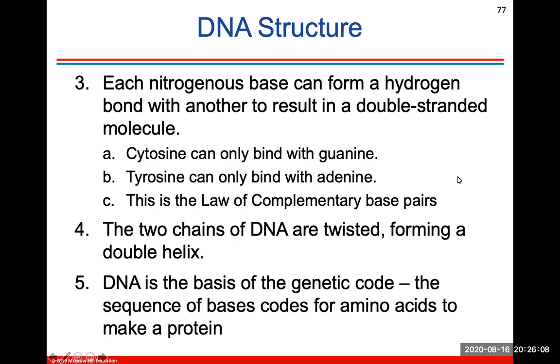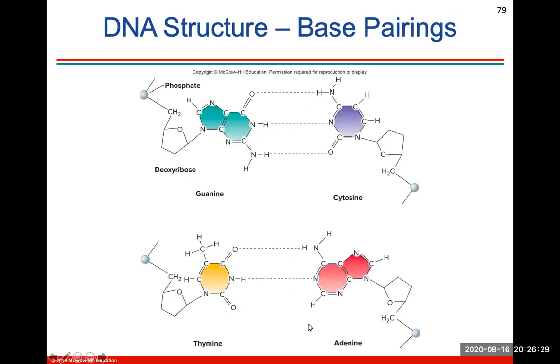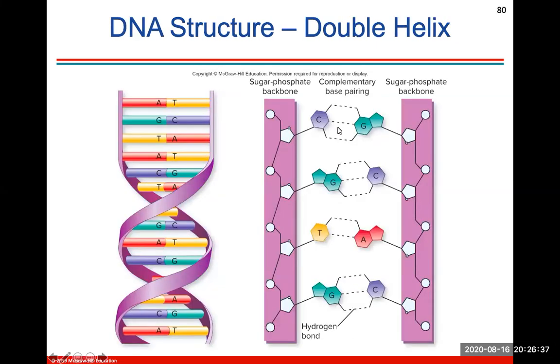And then these are where the complementary base pairs will join up with each other. The 2 chains of DNA will be twisted, forming a double helix. And DNA, like I mentioned before, is the basis for the genetic code. So this is a look at deoxyribonucleic acid and the 4 bases. And in the pairing, guanine always pairs with cytosine, and thymine will always pair with adenine. And again, the bases will be formed between the 2 with hydrogen bonds, which means they're weak, so they'll be able to be dissociated so DNA can replicate itself, and they'll wind around each other to form a double helix.